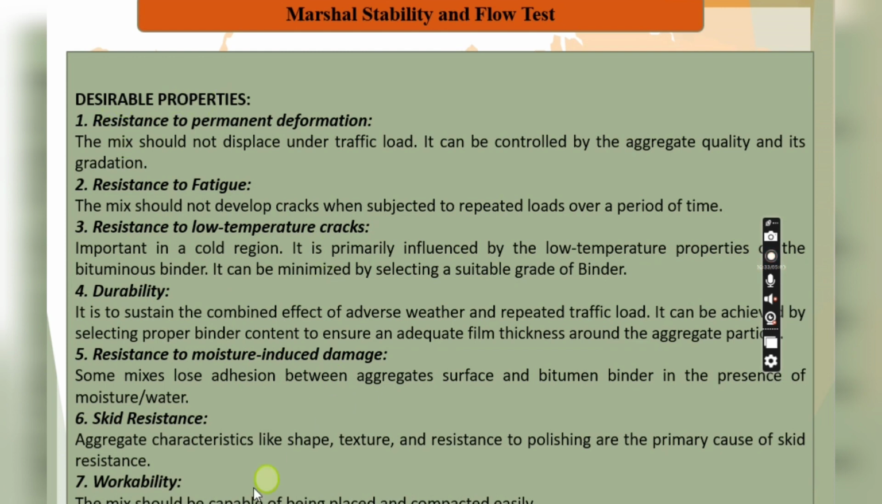Here are some important definitions and points which you must know: what is durability, and what is workability. Durability is the ability to resist repeated traffic load and the combined effect of weathering. All these come under durability. And workability is making sure the mix is capable of being placed and compacted easily. There are some other points, but you just need to read them on the slide. If I explain everything, the video will go too long.